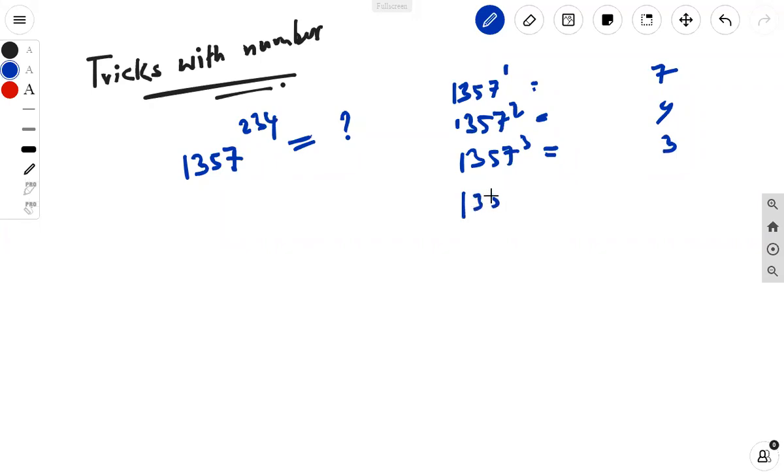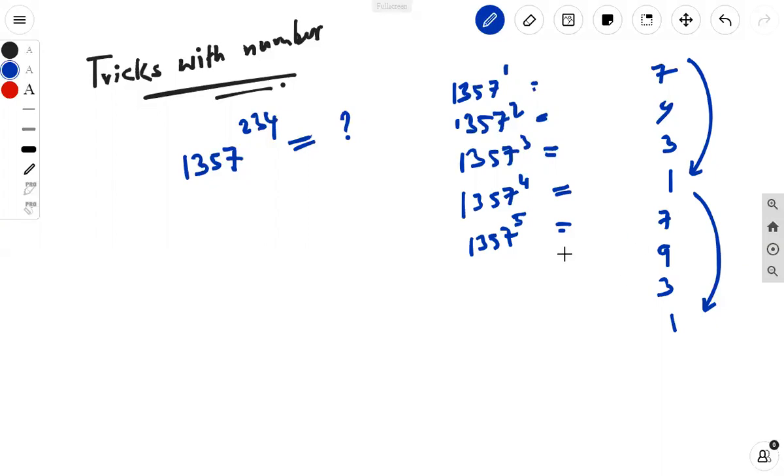And the last one, 1357 to the power 4, that will be what? 3 into 7 again, so 21, that makes the last digit 1. And then again, if you find 1357 to the power 5, the last digit becomes 7, and then again 9, then again 3, then again 1. So you can see after 4 results, the results are actually repeating themselves. So what is the power here? It is 234. So we divide 234 by 4, because I have already told you that after 4 results, the results are repeating.